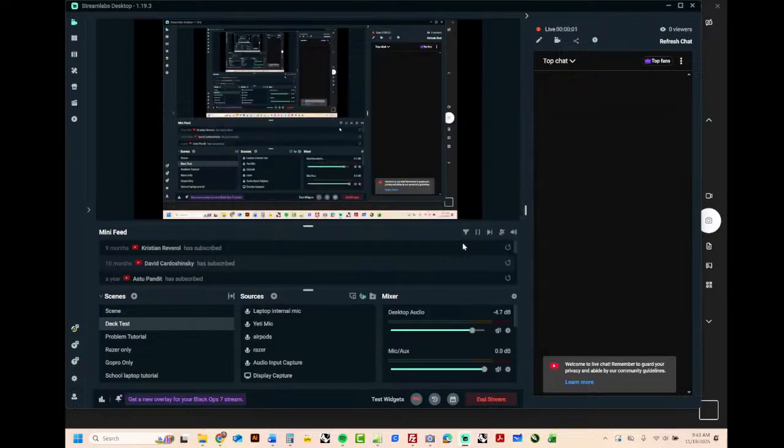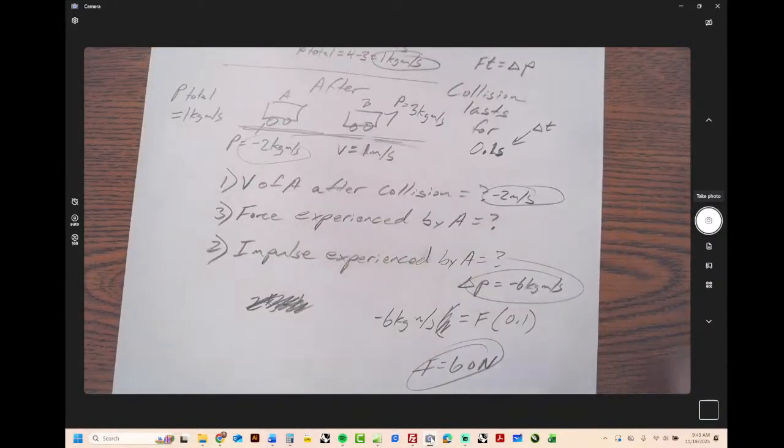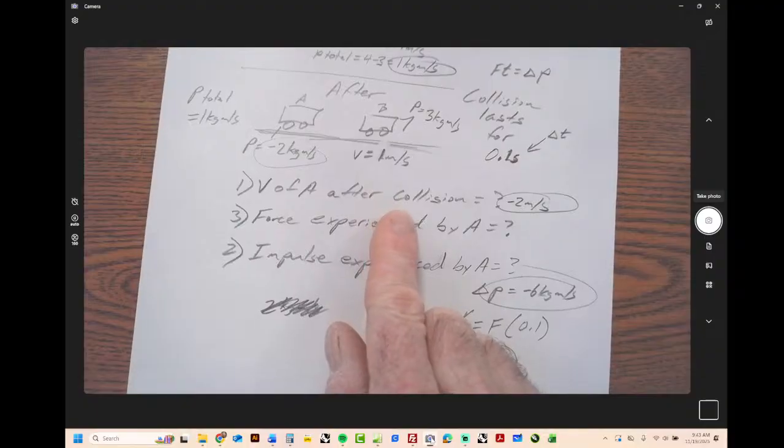Making the problem, I need to break this down a little bit more, and I'll ask another question in it that'll help you along. So I'll kind of lead you through the steps. So instead of just this, I'll show you what the steps are, and then I'll show you how to do it. So first, the velocity of A after the collision.